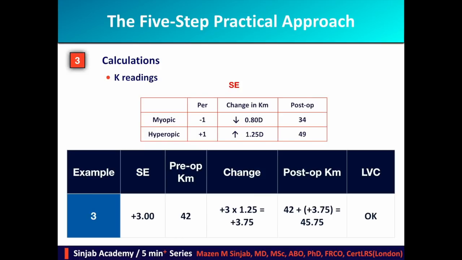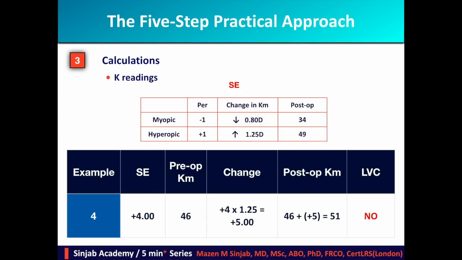In this example, there is hypermetropia. The spherical equivalent is +3. The pre-op Km is 42. The change that will be induced by correcting spherical equivalent of +3 is +3.75, and therefore the post-op Km will be 45.75 because I'm going to add the change to the pre-op Km as an algebraic sum. And because the post-op Km is within the accepted range, I can go for laser vision correction in terms of K-reading calculations.